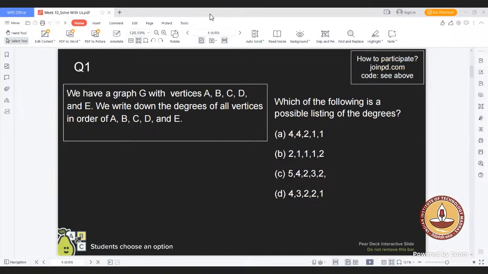So I'll give a small hint. Try to use all the 3 points that we discussed previously, and then come up with an answer.